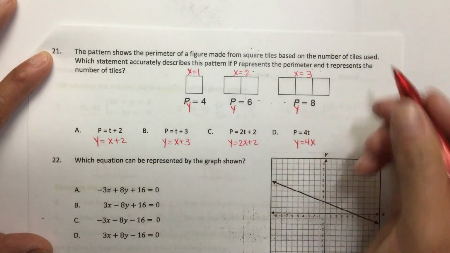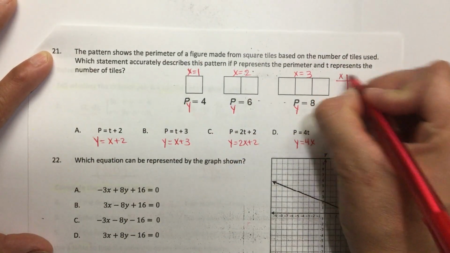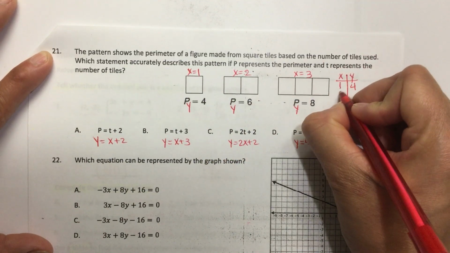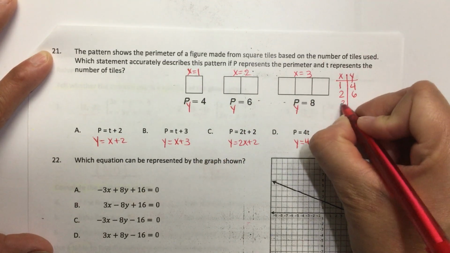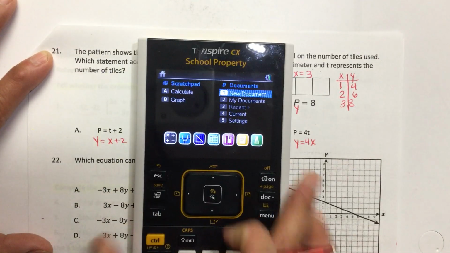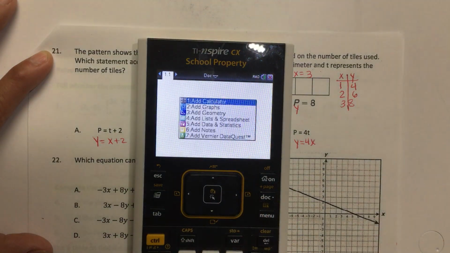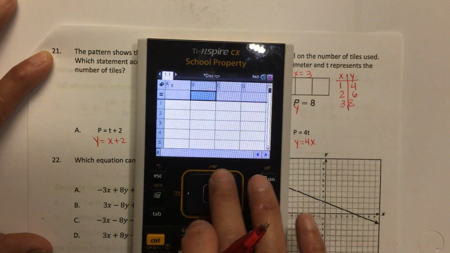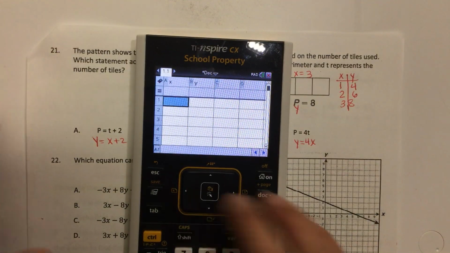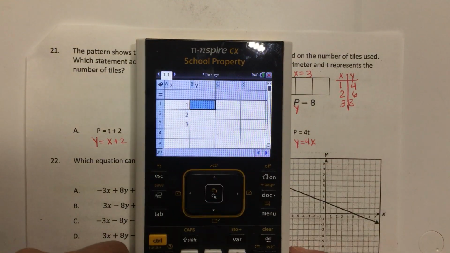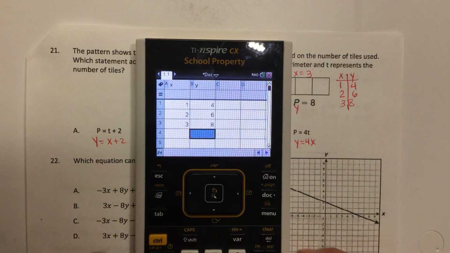In this example, you can make yourself a table, X comma Y, and the only place you can put a table in your calculator is your list in spreadsheets. So you're going to put this in your list in spreadsheets on your calculator. Open up a new document, go to number 4 for list in spreadsheets, label A as X, B as Y. 1, 2, 3 for X, 4, 6, 8 for Y.